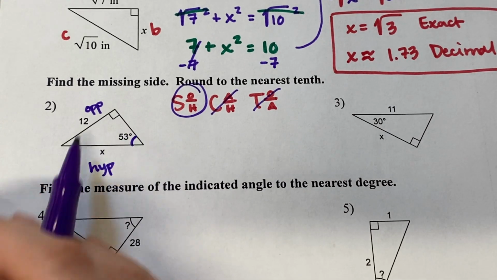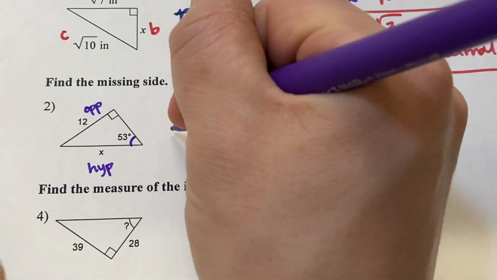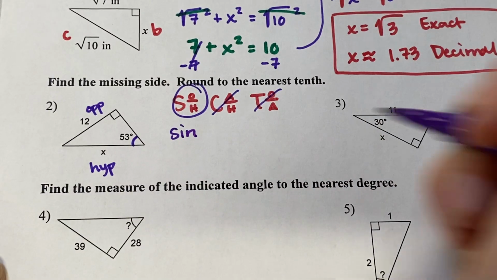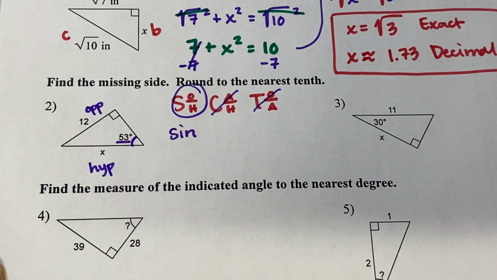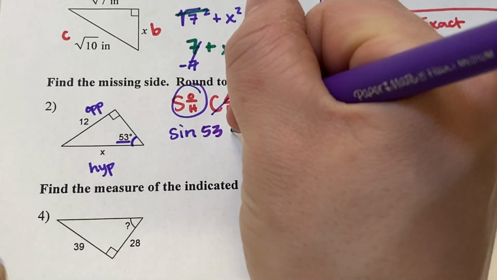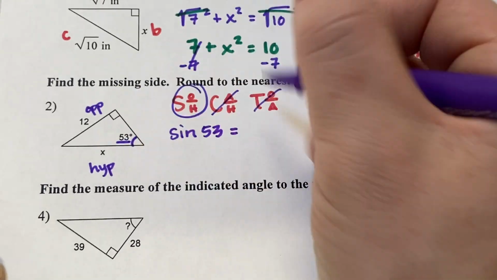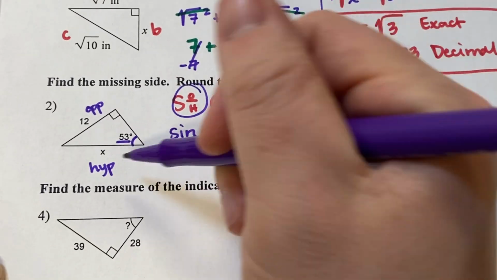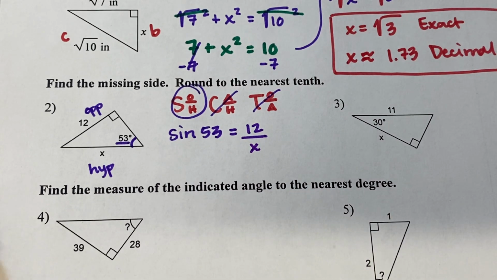So here's how we set up our equation. We have sine of the angle. Remember, the degree always goes next to it. The angle degree. Sine of 53 equals opposite 12 over hypotenuse x.